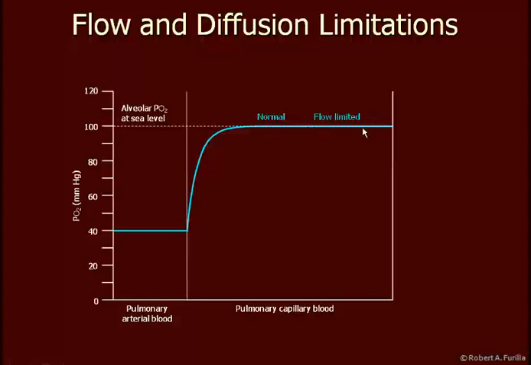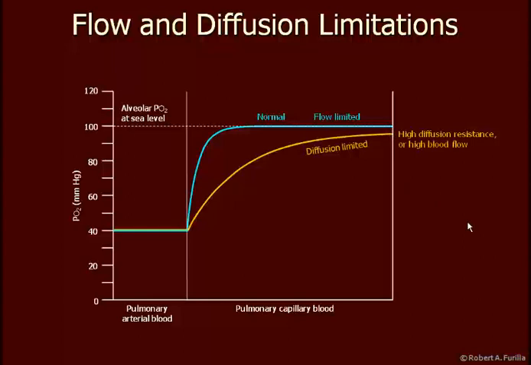It's already fully saturated. So there's a limitation to how much oxygen we can get out of the air because at normal speed the blood is moving too slowly. Now here we have a diffusion limitation. We're not able to reach equilibrium. The blood has not picked up as much as it could.